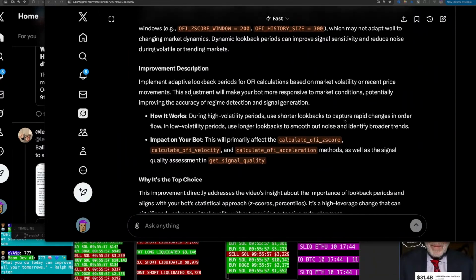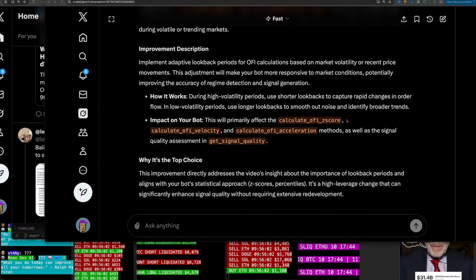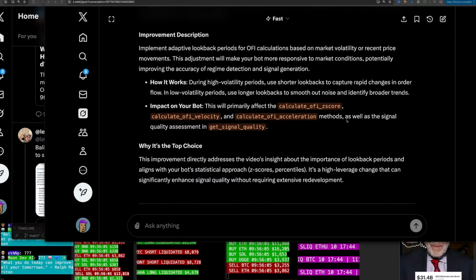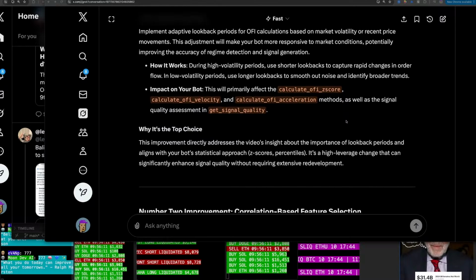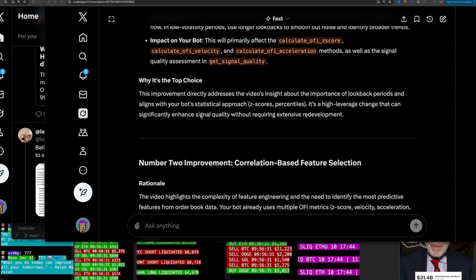Improvement description: implement adaptive look-back periods for OFI calculations based on market volatility and recent price movements. This adjustment will make your bot more responsive to market conditions, potentially improving the accuracy of regime detection and signal generation. How it works: during high volatility periods, use shorter lookbacks to capture rapid changes in order flow. In low volatility periods, use longer lookbacks. Impact on your bot: this will primarily affect the calculate OFI z-score. Why is it the top choice? This improvement directly addresses the video's insight about the importance of look-back periods and aligns with your bot's statistical approach.